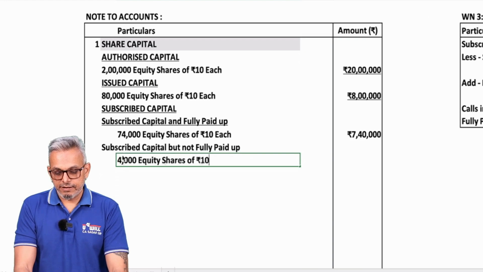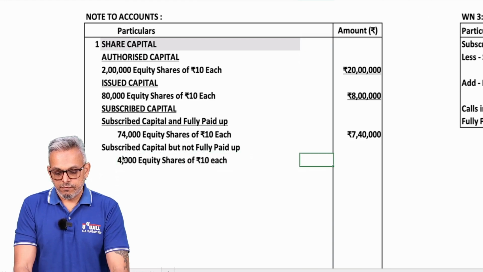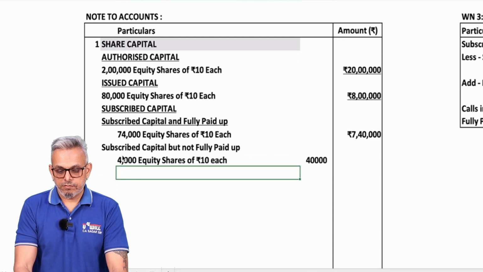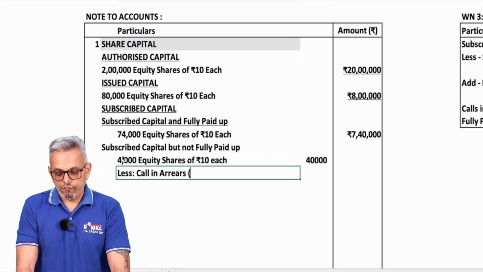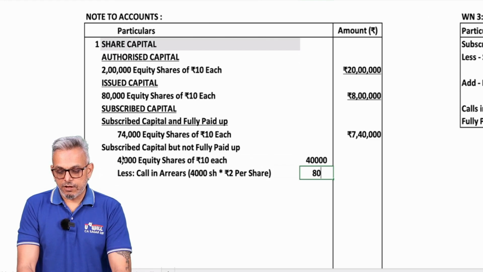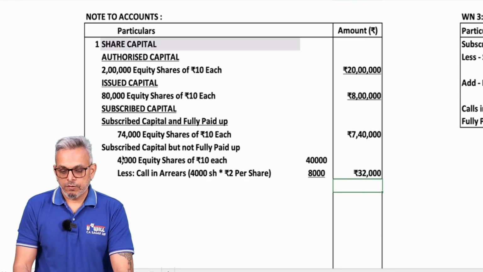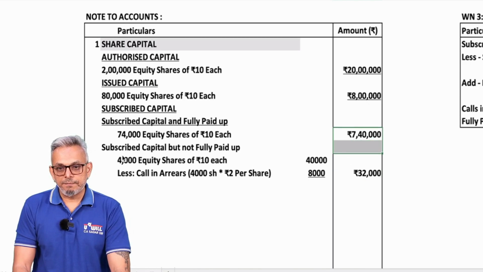Of rupees 10 each, so 40,000 less calls in arrears. Now 4,000 shares did not pay rupees 2 per share. So that comes to 8,000. Outer column, 32,000. So now we have to add them up.